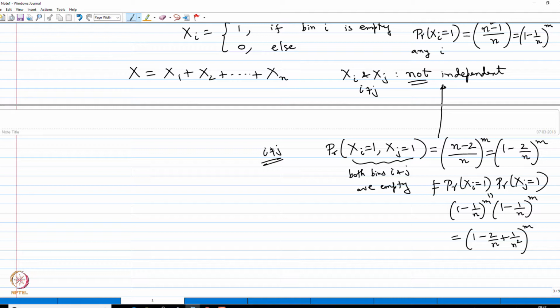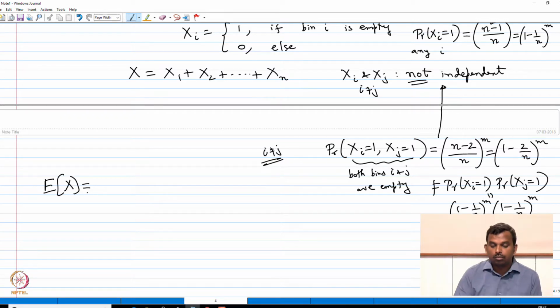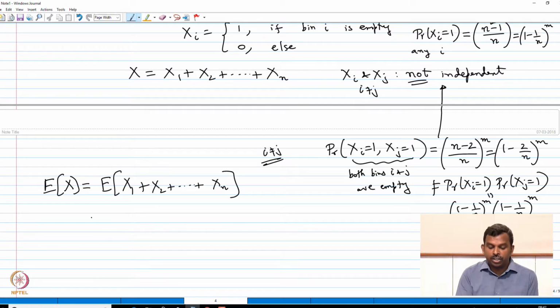So now let's come back to our original problem of the number of empty bins. When you want to do the number of empty bins, like I said, the probability distribution of x is a little bit more complicated to write down, but the expected value of x is not too bad. Okay, so the expected value of x is the expected value of x1 plus x2 plus so on till xn. Now we use linearity of expectation.